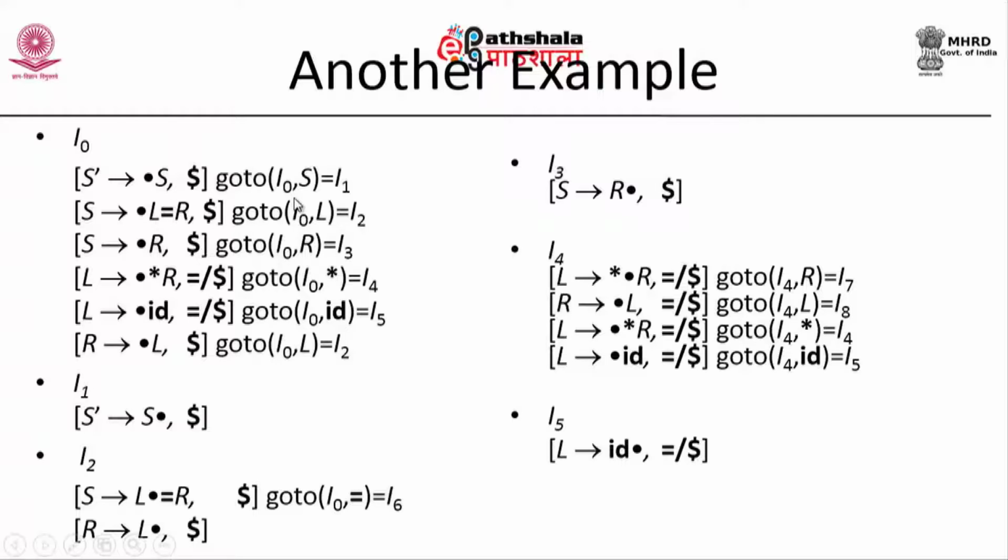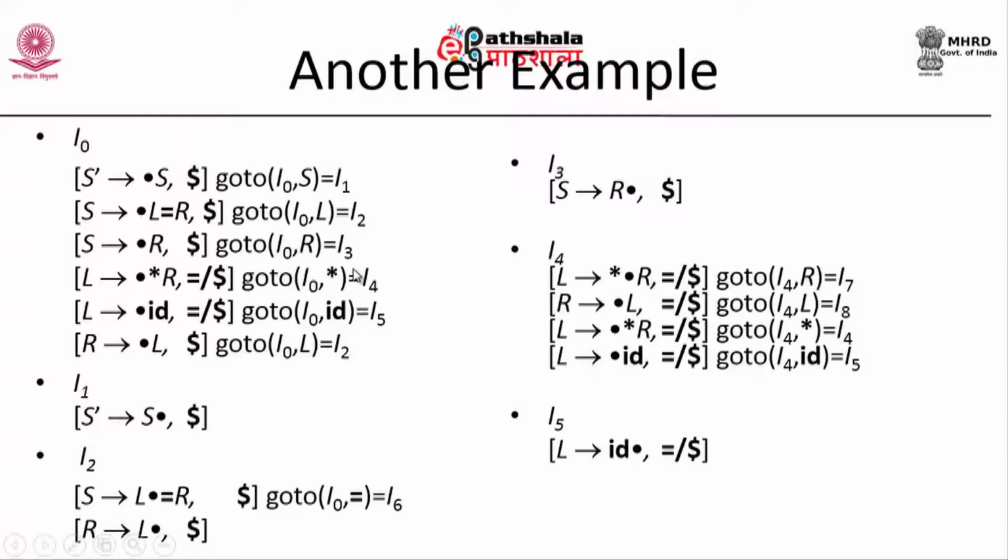Now after this I have to find out goto of I0 comma S. I0 comma S, I am calling it as I1, shifting the dot by one position to the right. Then I have I2, which is nothing but goto of I0 comma L, shifting the dot by one position to the right in this particular production, and I have one more here, which is R produces L dot, comma dollar. Then I3 will be goto of I0 comma R, shifting the dot by one position in this particular production, S produces R dot, comma dollar.